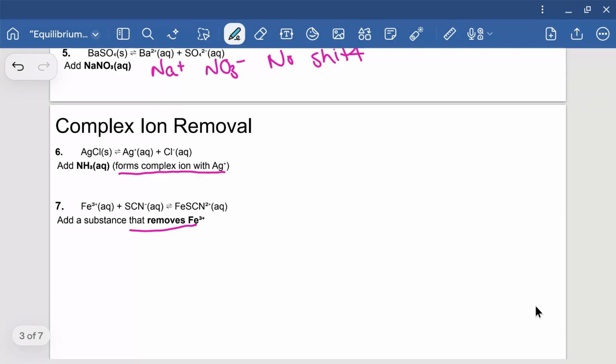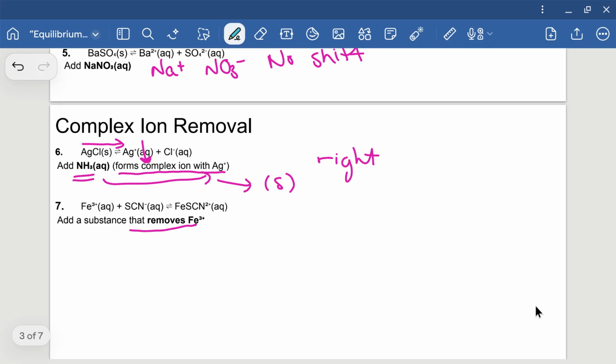So in this one, it's telling you if you add in NH3, it forms a complex ion with silver, the positive ion, sorry. So what that means is it's going to leave the system as a solid. So that's leaving the system, that's going to decrease Ag positive. And if we're decreasing, you shift towards what's being decreased. So this is going to shift to the right.